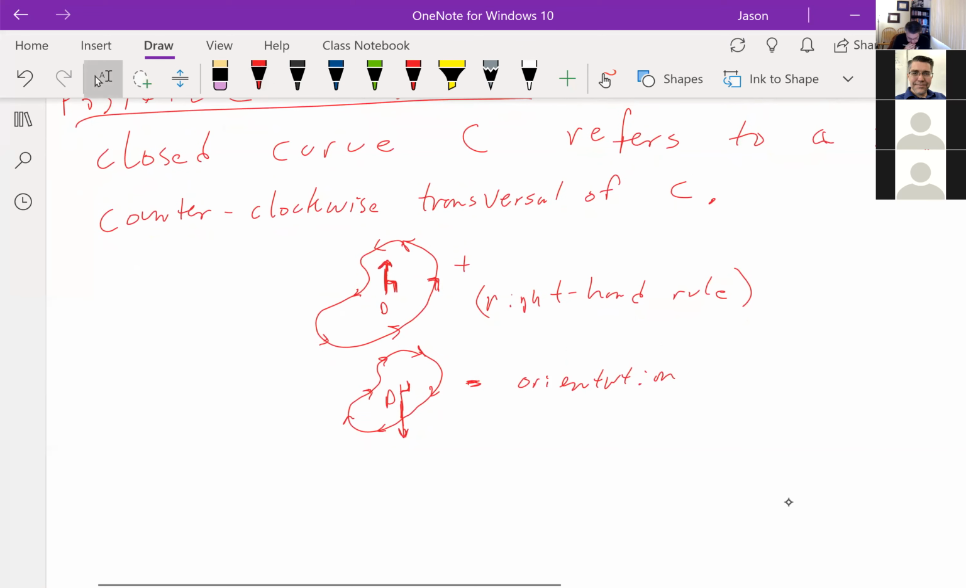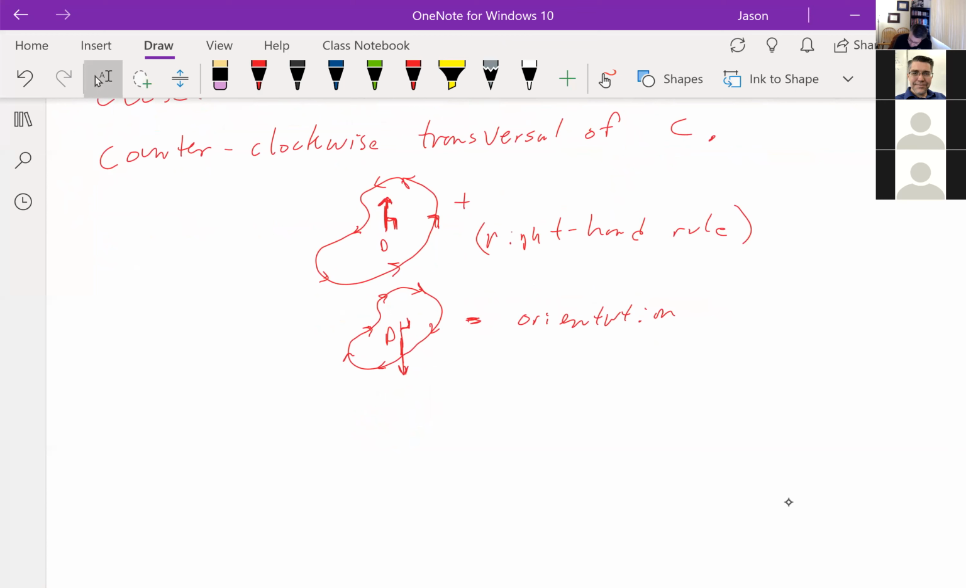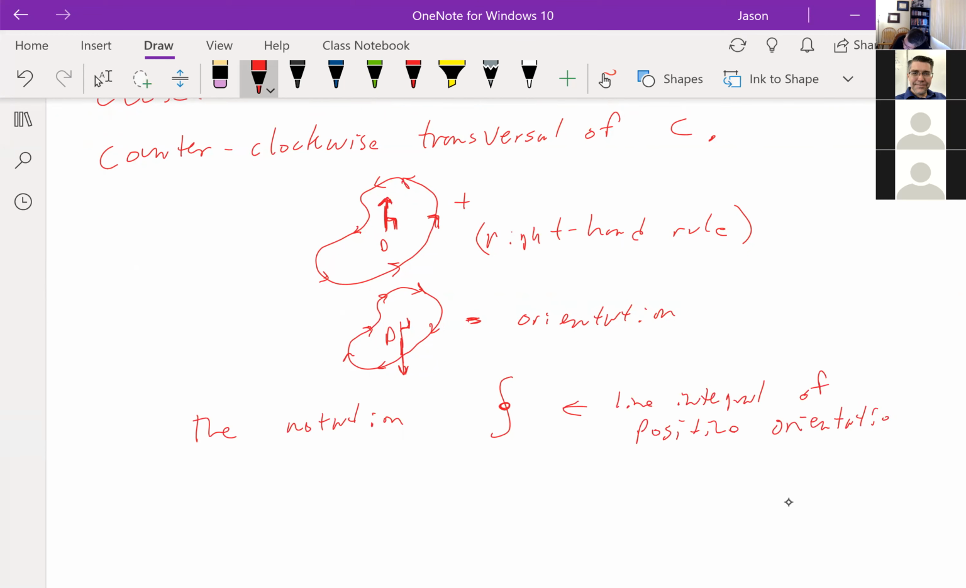Okay, so there is a notation such that when we take the integral and we have a circle here, this means that you're integrating the line integral, but you're doing it in a positive direction. So this is a line integral of positive orientation. That's what that means.